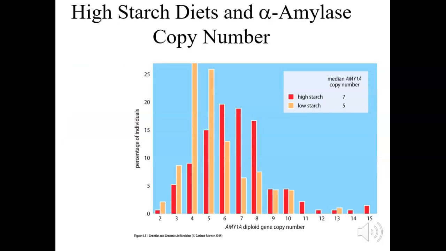Again, just another example, not going to go into huge detail here, but you can see that gene copy number also has a lot to do with, for example, alpha amylase and high starch diets. You can see that there's a difference in the number of copies of the gene, which would of course have a difference in the phenotype.